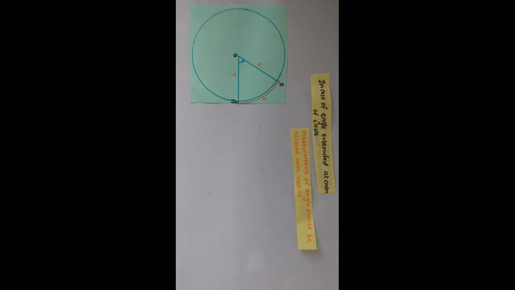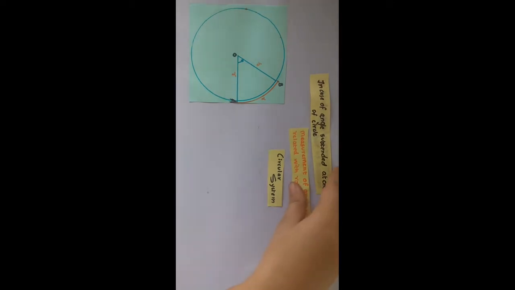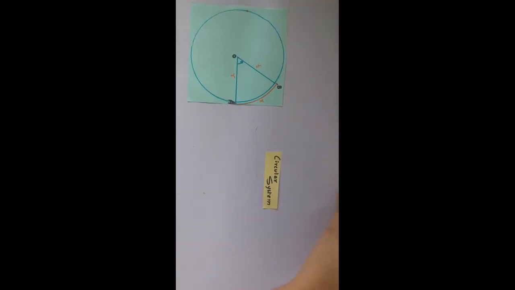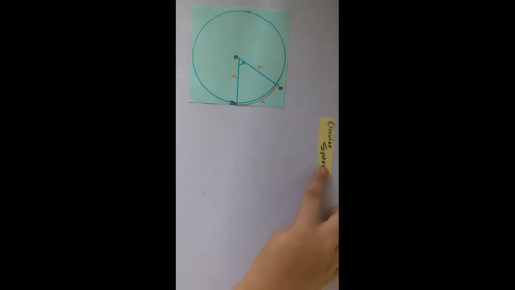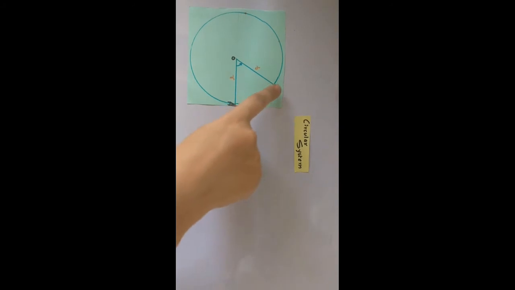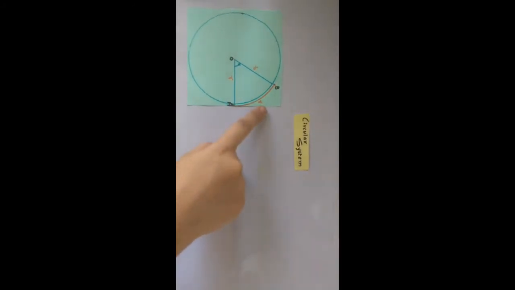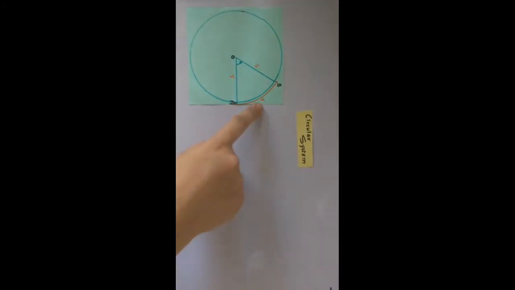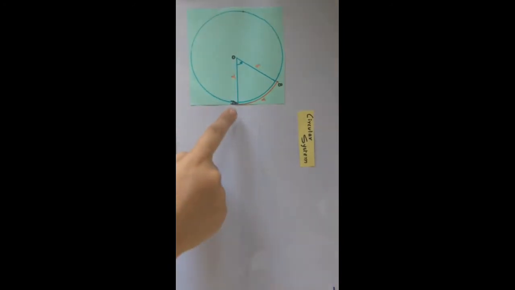So mathematicians came up with something known as the circular system. Now consider a circle and let the length of the arc AB be r. So AB is r, and these two are radii, so this is r and this is r.